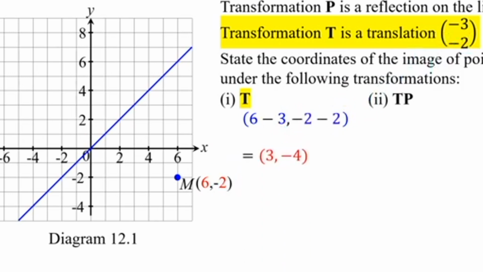So -2 minus 2. So moving along the y-axis, remember, go down -2 along the y-axis. So your y coordinate is -4. So the answer for the image of the object M is 3, -4 under transformation T. Translation is quite easy, right? So I think all should have no problem with translation.